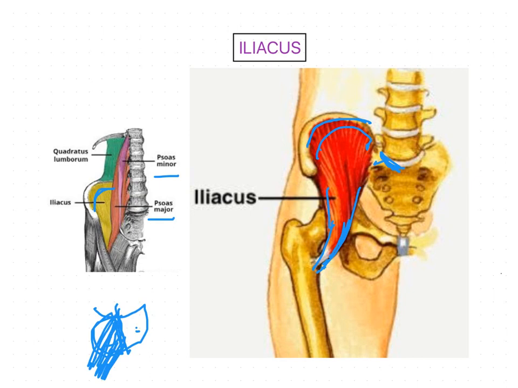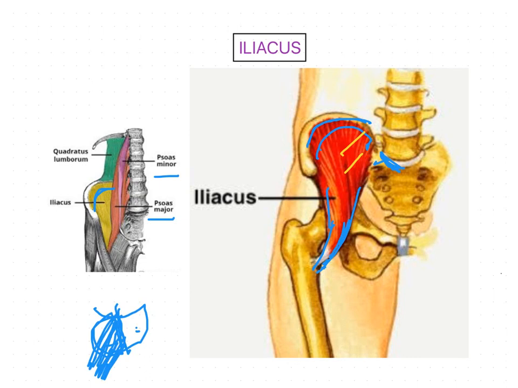If you see the nerve supply, it is innervated by branches coming from the femoral nerve, that is from L2 and L3. So L2, L3, these are the branches of the femoral nerve which supply this iliacus.